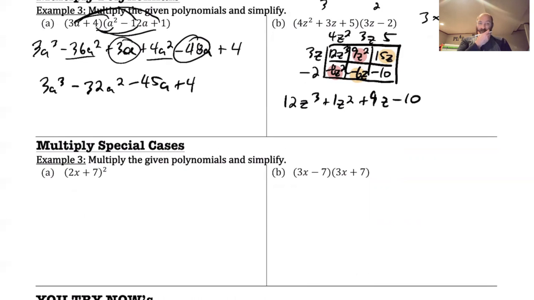Special cases, and these are the last couple examples we're going to go over. So special cases, multiply these together. The thing to remember is when I'm multiplying this and I'm saying that's to the second power, you need to remember it's this. I am multiplying two binomials together.